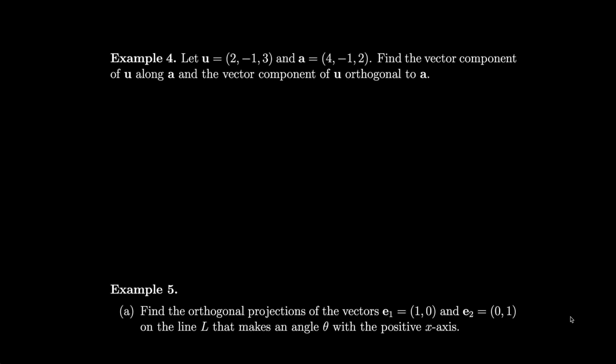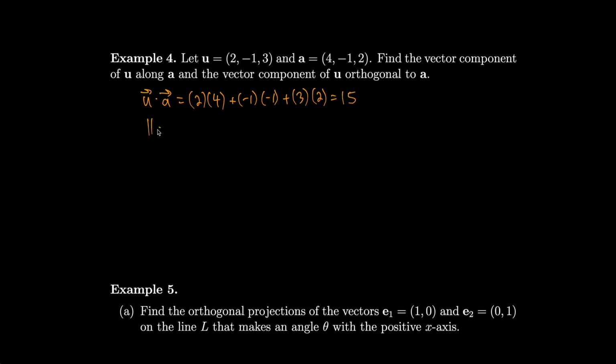Let's do an example real quick. How about we let u equal (2, -1, 3) and A equal (4, -1, 2). Let's find the vector component of u along A and the vector component of u orthogonal to A. So first, how about we get the dot product of u and A? u dotted with A is 2 times 4 plus -1 times -1 plus 3 times 2, which is 15.